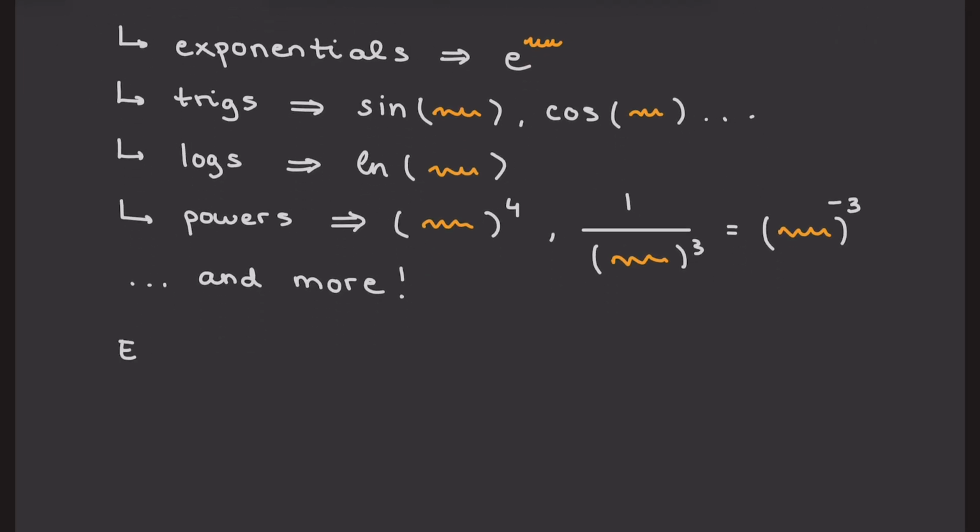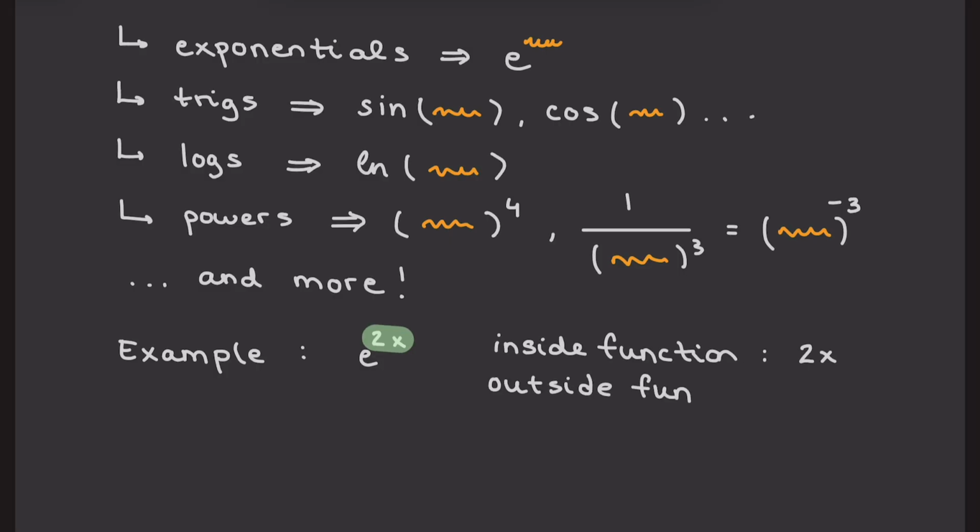So even when you have something simple, such as an exponential function of the form e to the 2x, you must remember that 2x is actually the inside function living inside e to the x, which is the outside function, and you should use the chain rule in every one of these cases that you encounter.